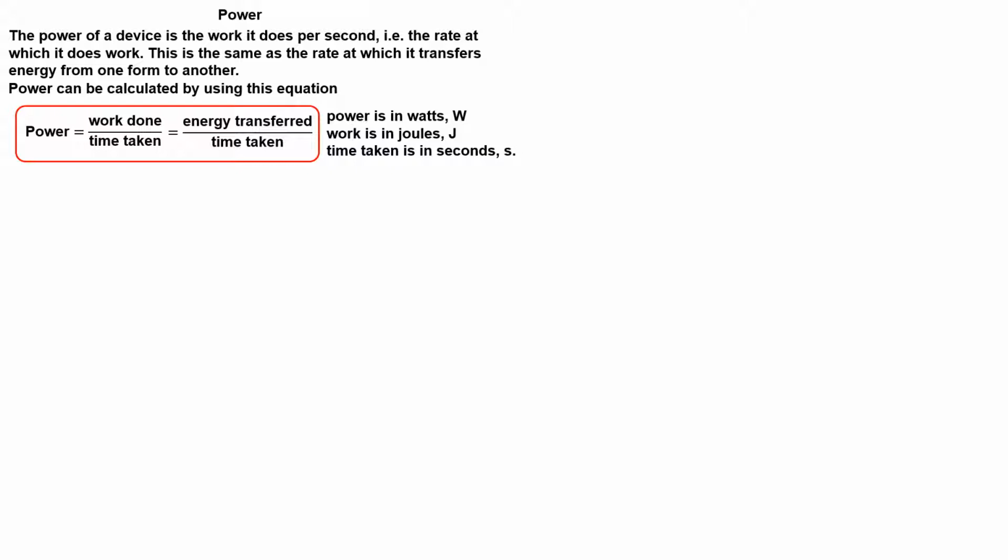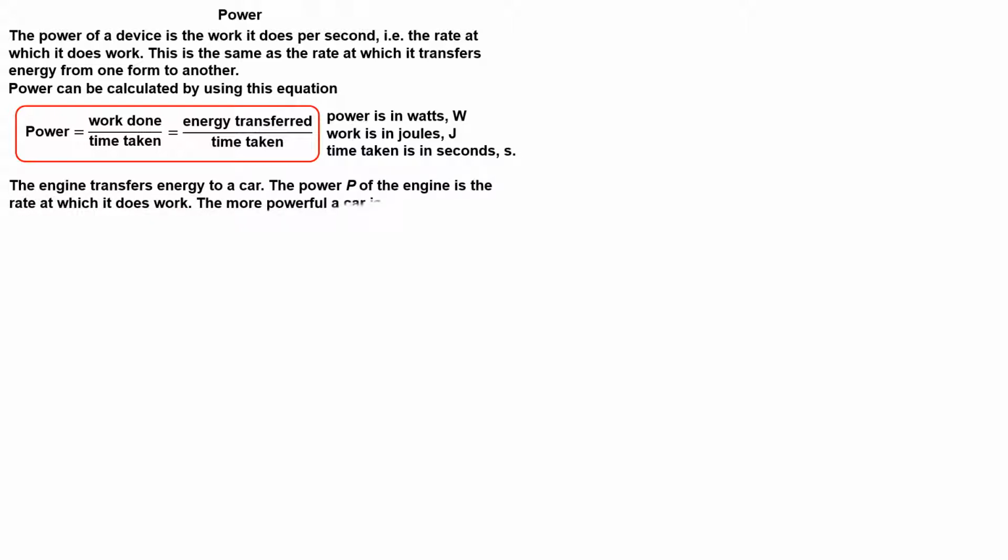Let's think a little more about the meaning of power. The engine transfers energy to a car. The power P of the engine is the rate at which it does work. The more powerful a car is, the faster it can accelerate, the more rapidly it does work and gains speed.